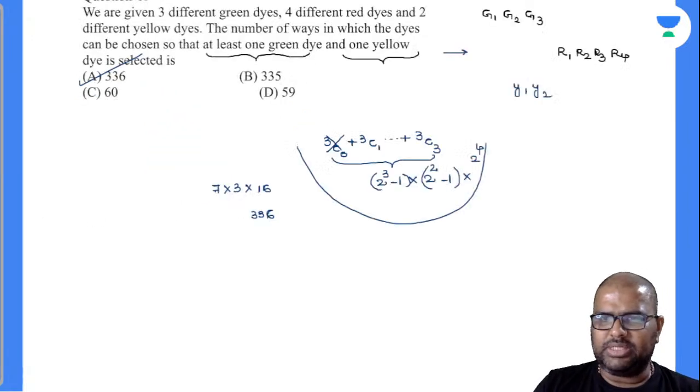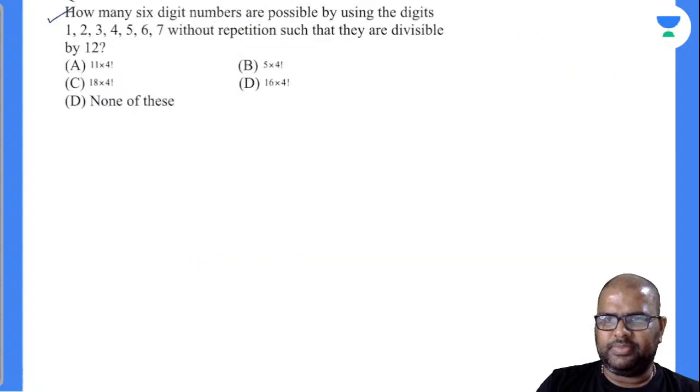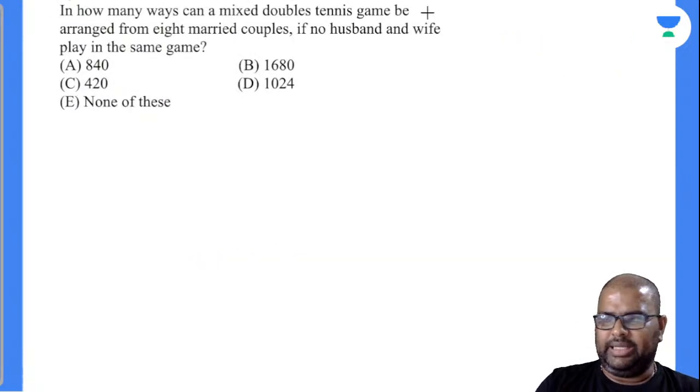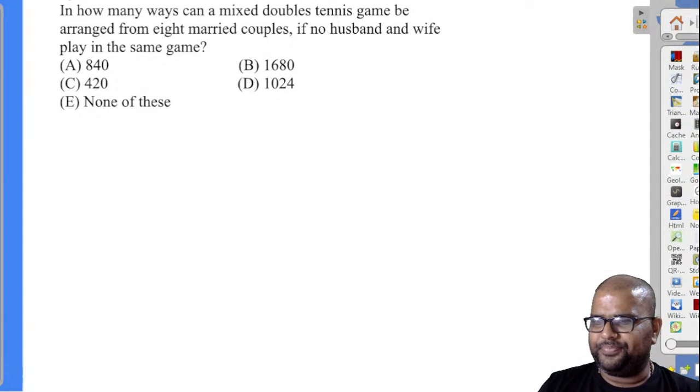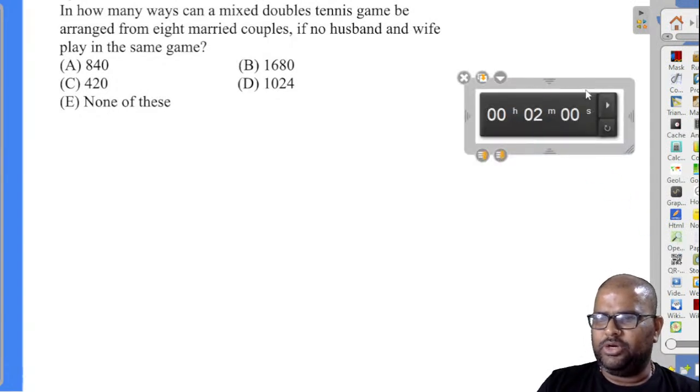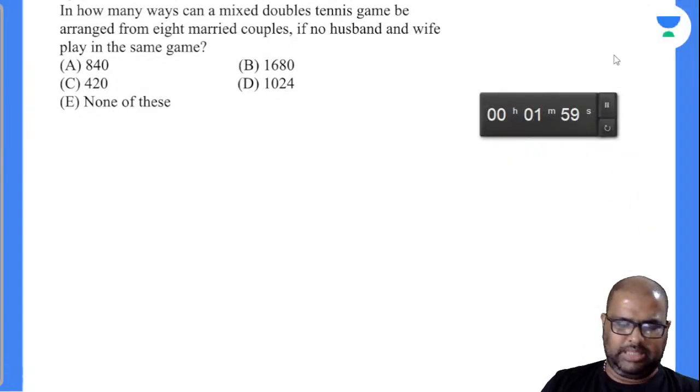So we have done this question. We have done this question. Did we miss it? Yes. This question, last question, beta. Last question. Let's see how many can solve this.